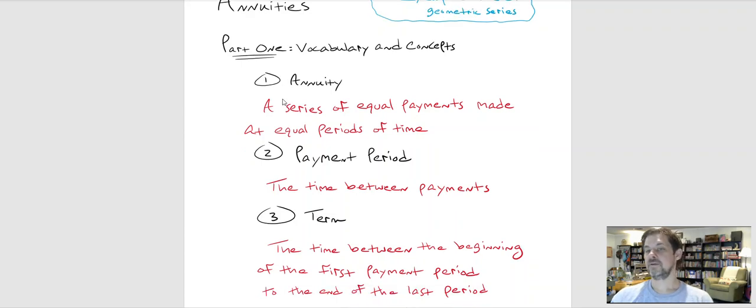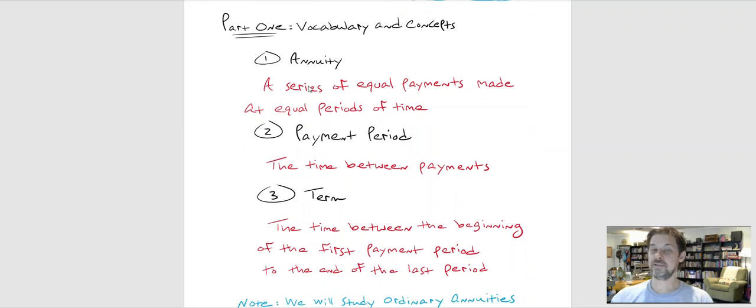Okay, so first of all, an annuity is just a series of equal payments made at equal periods of time. So if the payments were unequal or scattered out irregularly over time, then we wouldn't be considering that an annuity. Equal payments made over equal periods of time. And I'll give you examples of that, of course, but hopefully this is basic enough for now that you at least got the basic notion.